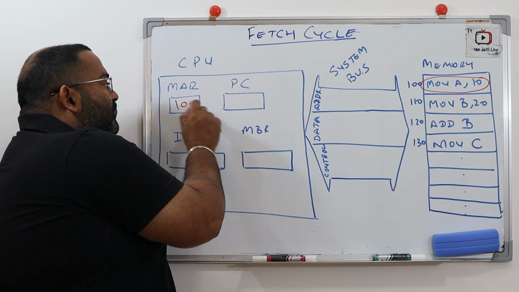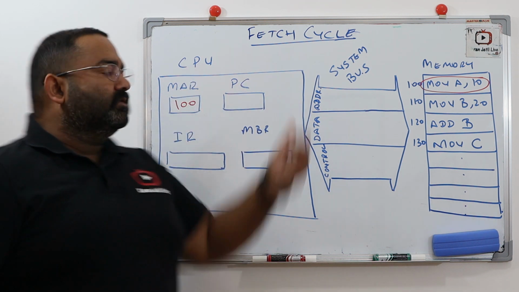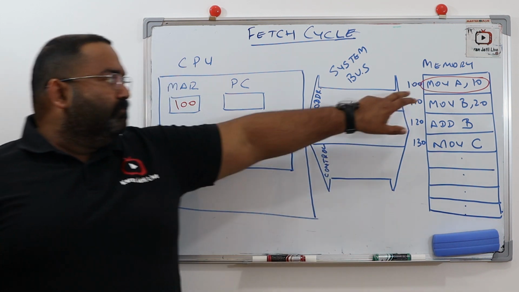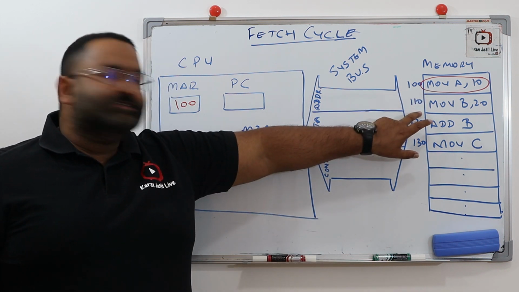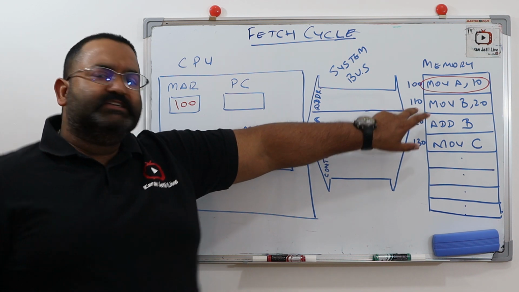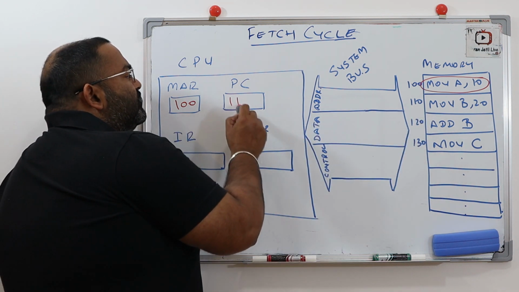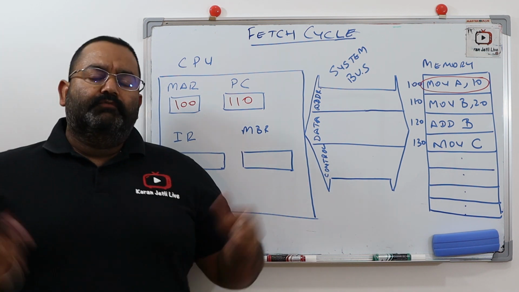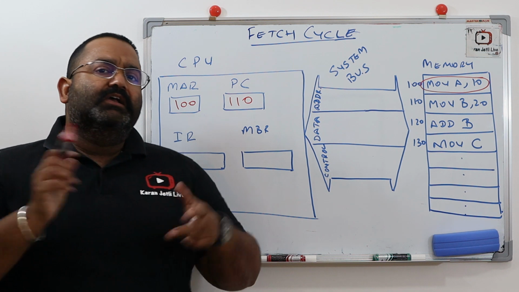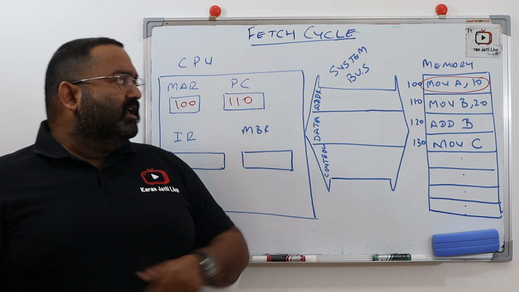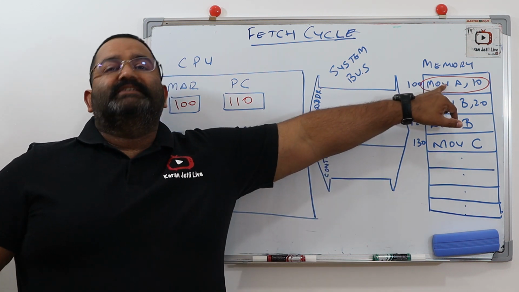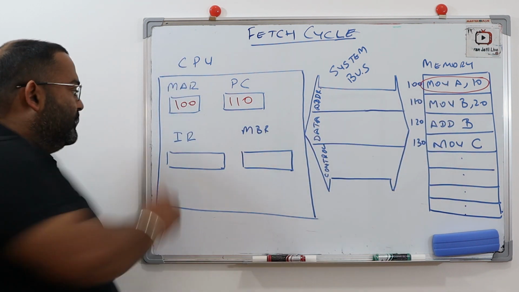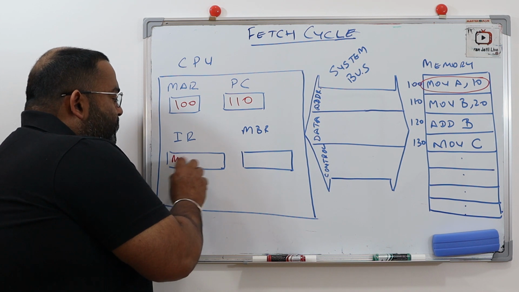So MAR is 100. What goes in the program counter? It stores the address of the next instruction. Present is this, so next is this. What is the address of the next instruction? 110. Then we have IR, which we call the instruction register. What does it store? It stores the present instruction. What is the present instruction? Move A comma 10.